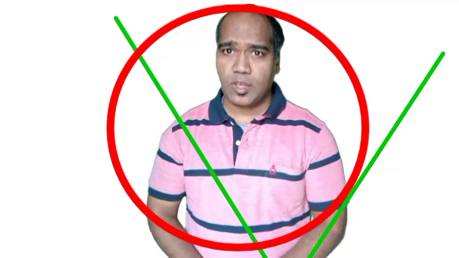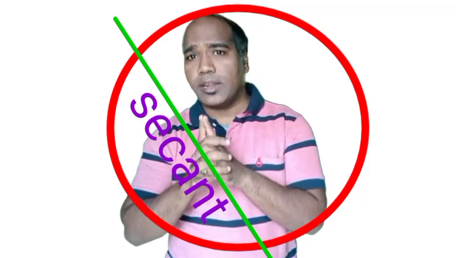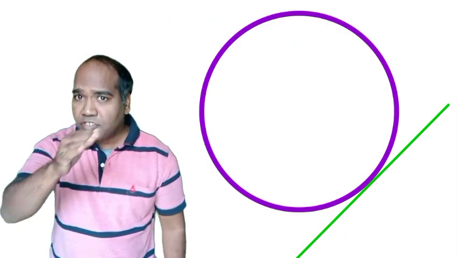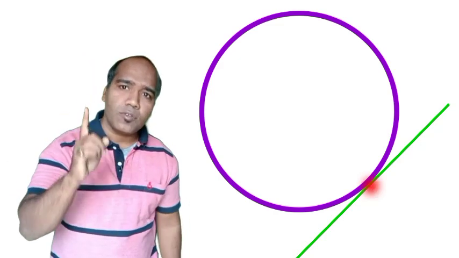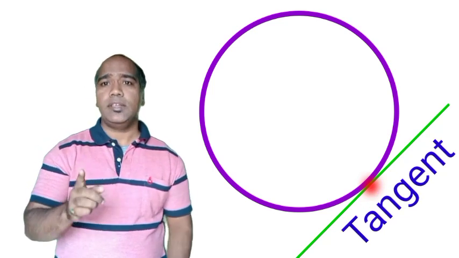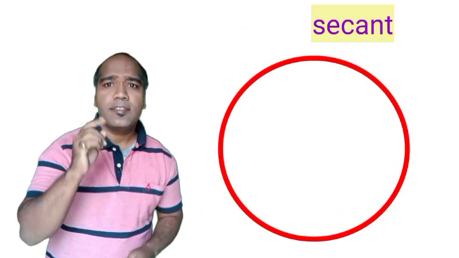Okay, now we are going to study what is a secant and what is a tangent of a circle. So first of all, what is a secant? If a straight line intersects the circle at 2 points, then that straight line will be called what? It will be called a secant. Whereas if a straight line is not cutting, just touching a single point of the circle, then that straight line will be called what? A tangent of the circle.